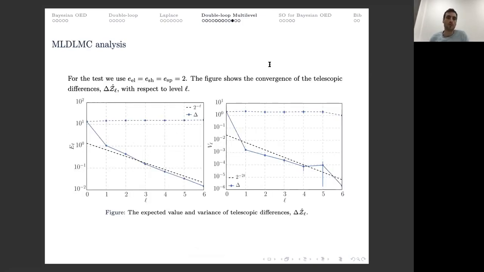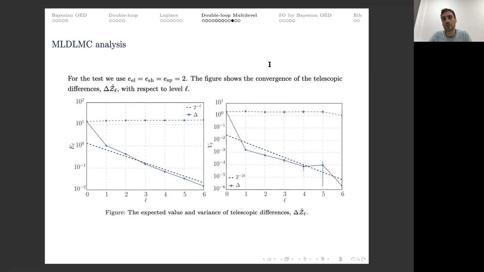So this is just these two plots. They are just a confirmation that our assumptions are fine. On the left, we are showing the EL, which conveys information about the expectation of the different levels, and VL conveys the information about the variance of these levels, and both decrease as we assumed.